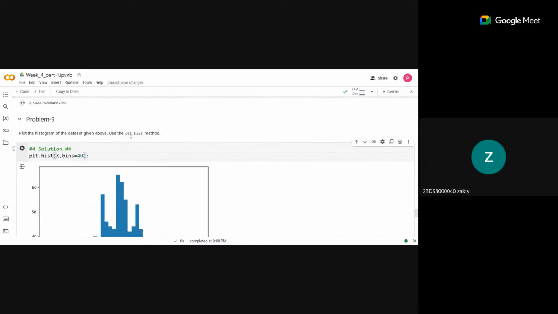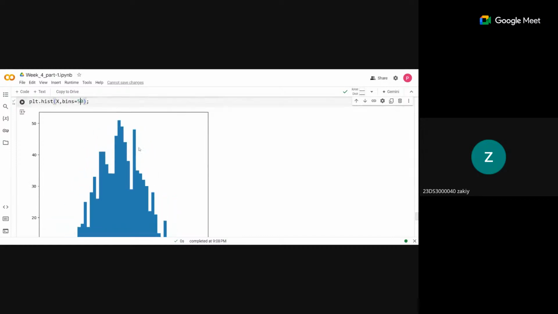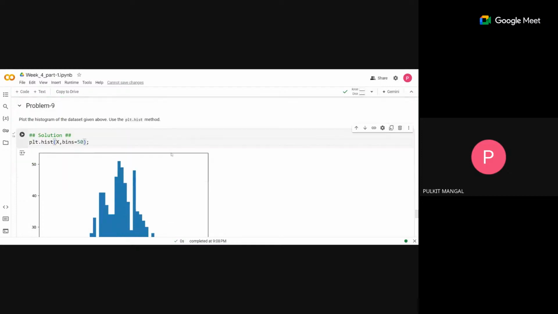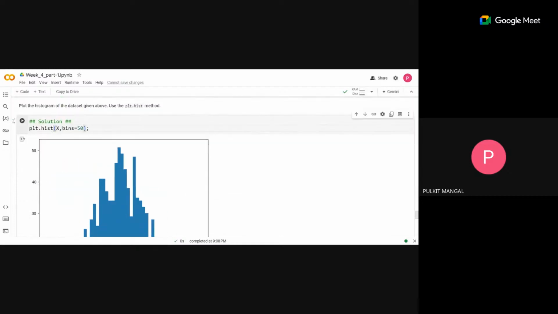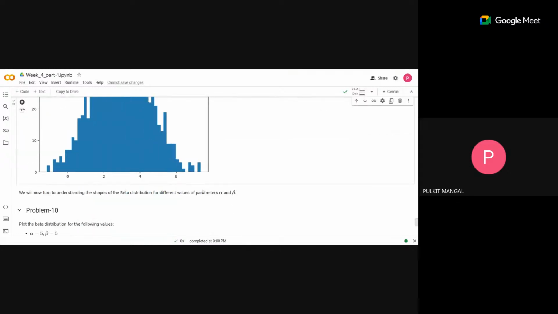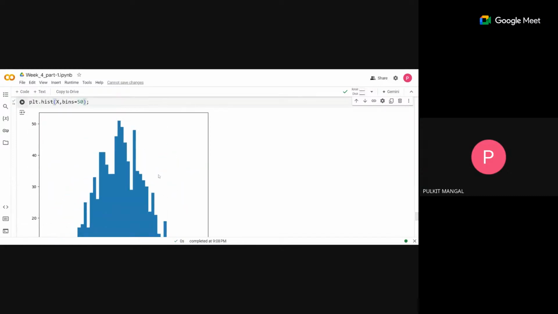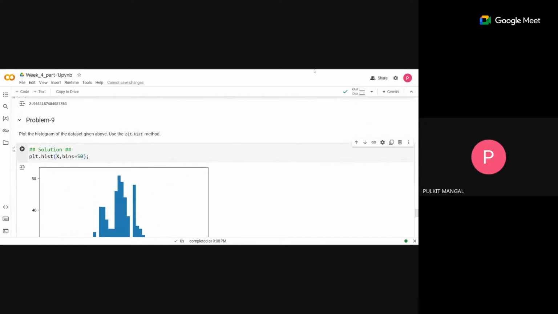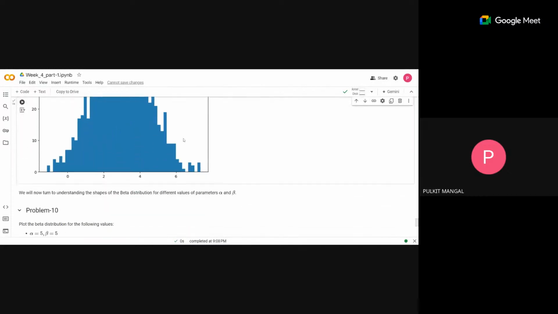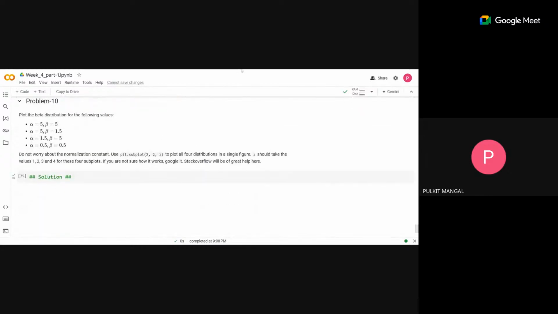Sir, we can use KDE to visualize the bell shape. No, but I want it with the histogram method. Okay, let's leave it. But yeah, see, this bins parameter basically controls the bin sizes, which will increase. Okay, let's leave it here for now and move towards the last question.